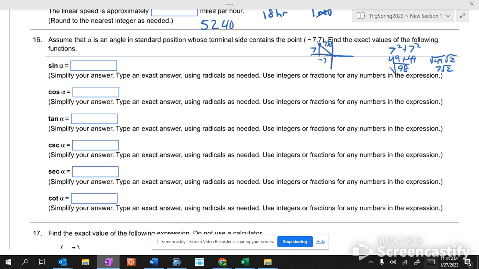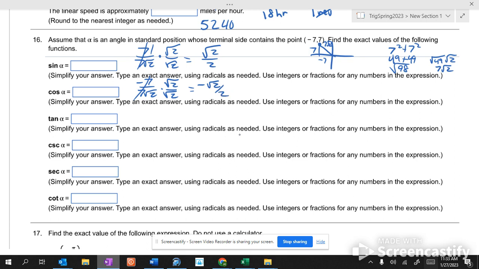So the sine of the angle is opposite over hypotenuse, 7 over 7 square root of 2. The 7's cancel to be 1. So 1 over square root of 2, multiply top and bottom by square root of 2 over square root of 2 to get rid of the square root of 2 on the bottom. The square root of 2 over 2. Cosine is negative 7 over 7 square root of 2. So again, you multiply by square root of 2 over square root of 2. The 7's cancel, so you get negative square root of 2 over 2.